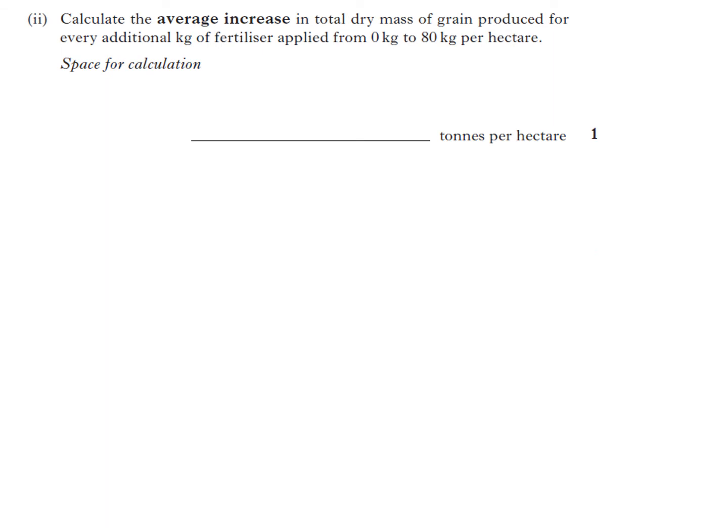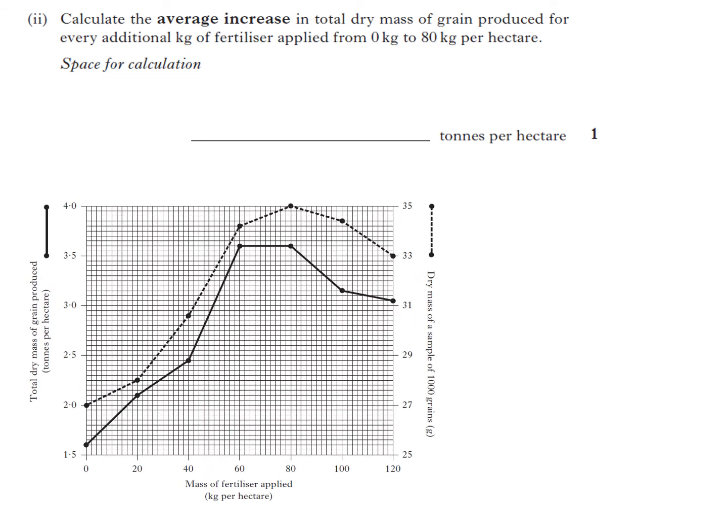Okay, the average increase in total dry mass produced for every additional kilogram of fertilizer applied from 0 to 80. So we're still looking at dry mass, so we're still looking at this side. Here is our 0. Our 0 is 1.6. And here is our 80, which we've already read off at 3.6, because it's here. Checking this in line, yes, okay. So it's gone up from 1.6 to 3.6, so that is an increase of 2 tons.